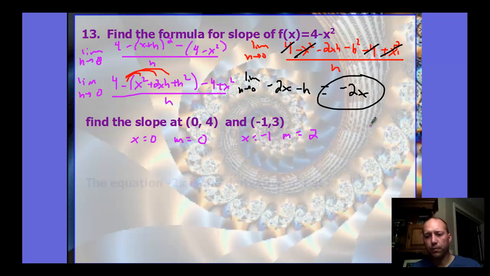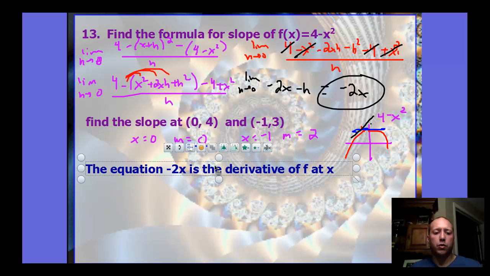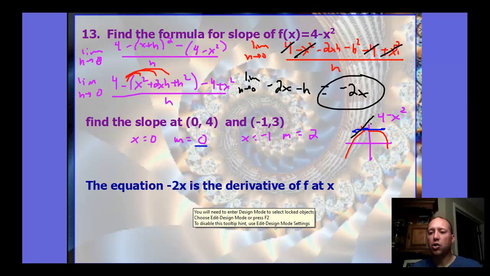If we look at the original function here, 4 minus x squared, that graph is going to have up here at 4 its y-intercept. It's just going to be a parabola opening down. So at x equals 0, the tangent line is this tangent line, which is a horizontal line. And the slope of a horizontal line is 0. I'll talk more about this in the near future. And then at x equals negative 1, we have a slope of 2, so that'd be like a tangent line over here. So the equation negative 2x is called the derivative of f at x.